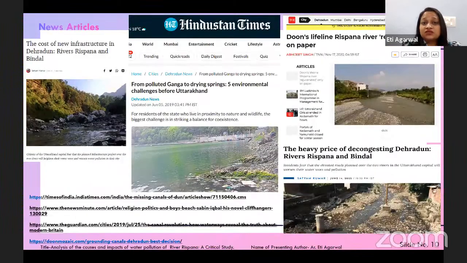These are a few of the articles that were published. As you can see, all the articles have the same issue: they say that the lifeline, River Rispana, has been rejuvenated only on paper. No action is actually being taken. This article towards the right was published in 2020. This one here was published in 2019. It clearly showed that the Ganga is drying. It's actually getting dry. A few more articles were published, but I couldn't put all of them on the same slide.